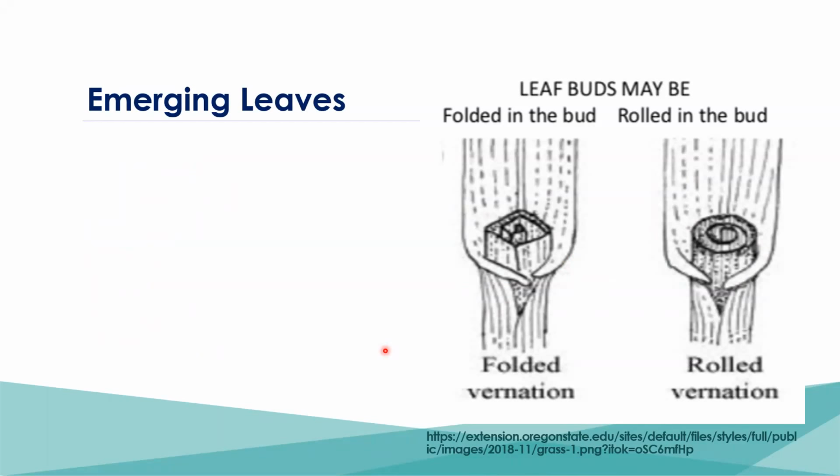So when the leaf buds are first coming out, they are most typically either folded or rolled, which I don't think needs further explanation. If you are not sure, there's a lot of grass out there in the world. So if you are in the field looking, just break it in half and take a look at the cross section.